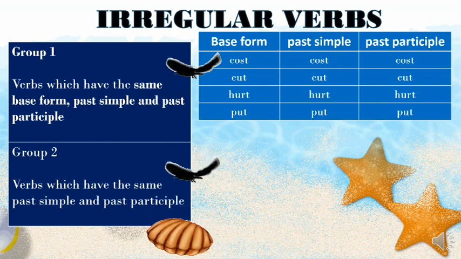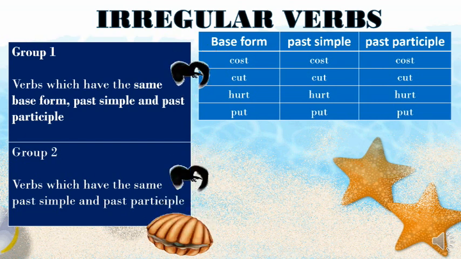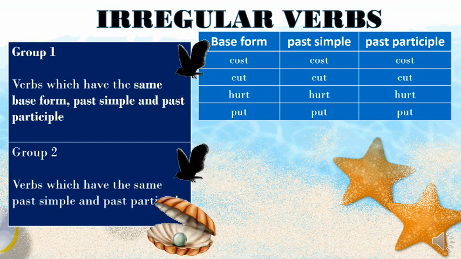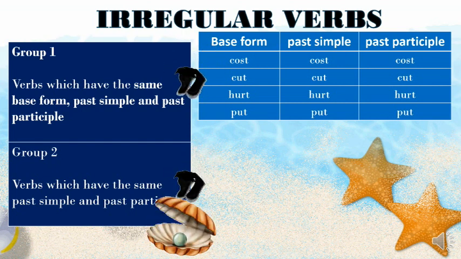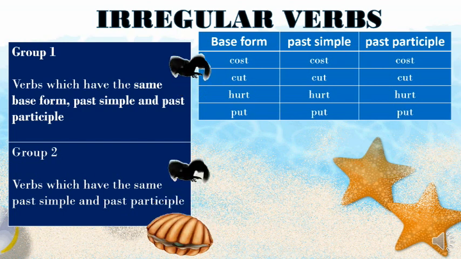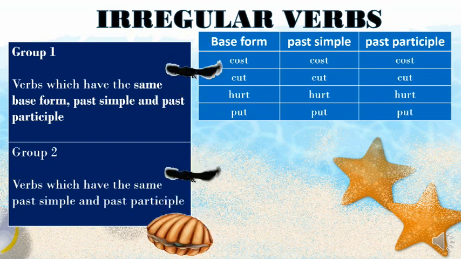Don't say costed. My wallet costed 2 rupiah. Don't say like that. My wallet cost 2 rupiah. Like that you have to say. The second group is verbs which have the same past simple and past participle. Okay? Let's see.